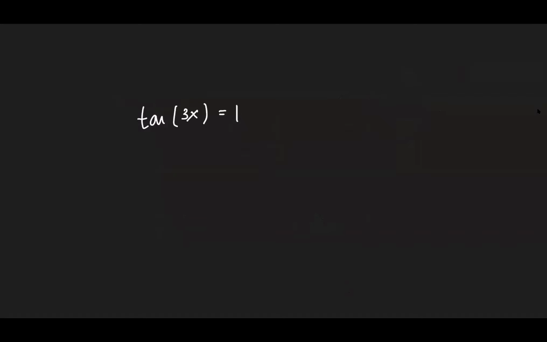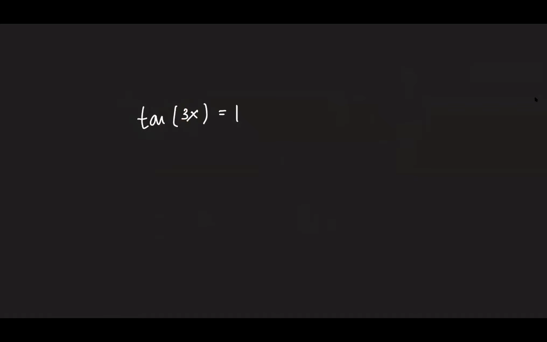It looks pretty similar to what we had before, except I've got this additional 3x on the inside that I'm going to have to deal with at some point. Again, thinking about this problem in words, we have an input here, which is x. The first thing we do is multiply by 3, and then we take the tangent, and the result of that process is 1. If I'm going in the backwards direction, I'm going to undo this. The first thing that I have to undo is the tangent, and then I have to undo this multiplication by 3.